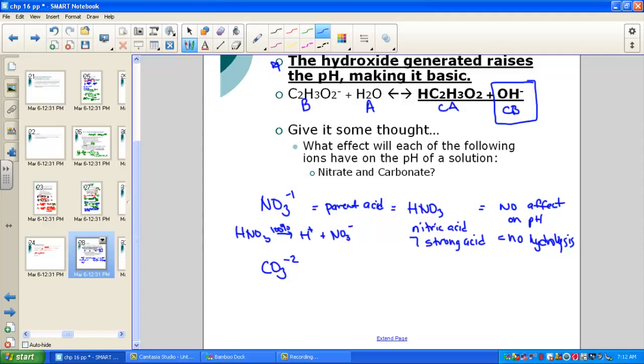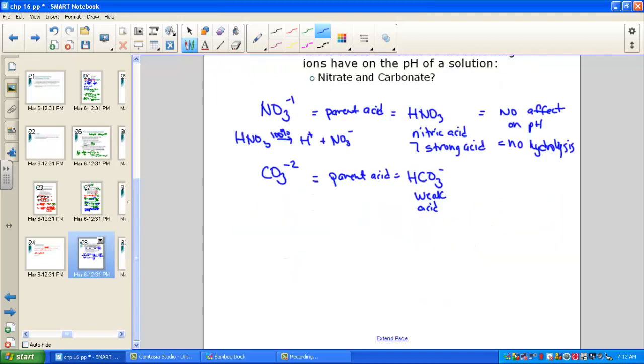However, CO3 2-, the carbonate: add a single proton back on and we can find its parent acid. One more hydrogen gives us the bicarbonate polyatomic ion. HCO3 negative is the parent acid. So here we have carbonate forming hydrogen carbonate, sometimes called bicarbonate ion. Is that one of the 7 strong? No, it's weak. Therefore, we will see hydrolysis occur.